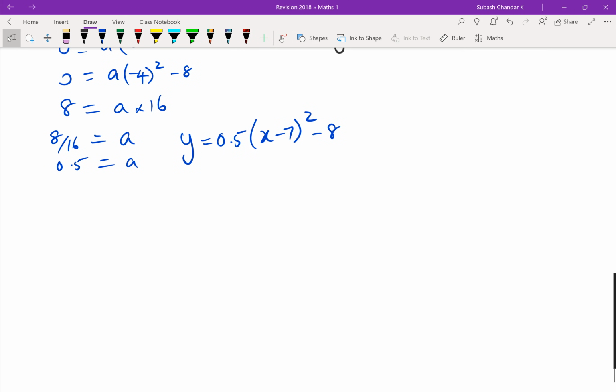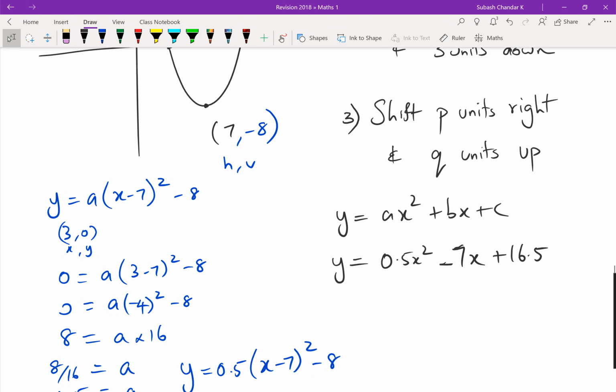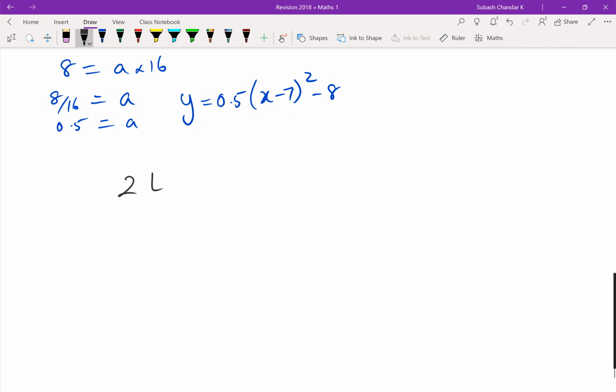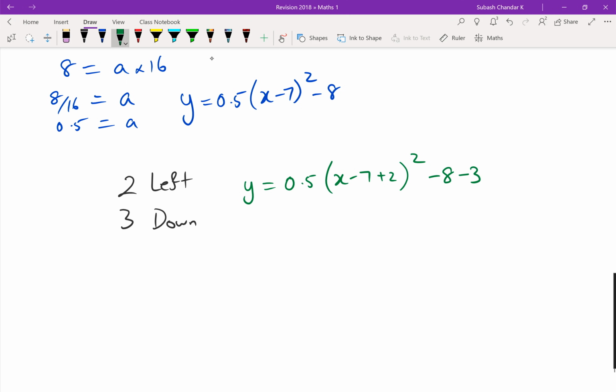I'm going to need a refresher. What was it? 2 left. Is that right? Okay. So with the first equation, I've got y equals 0.5 times x minus 7. Now because it's going 2 left, I've got to do plus 2 squared minus 8, and then it's going 3 down, so minus 3. Simplifying this, I get 0.5 times x minus 5 squared minus 11.